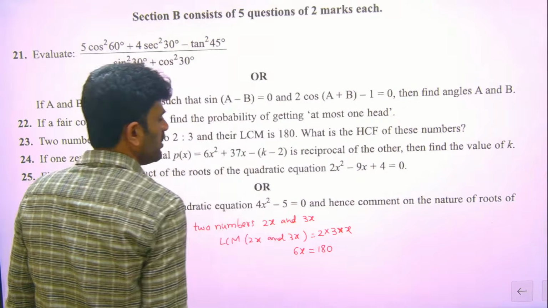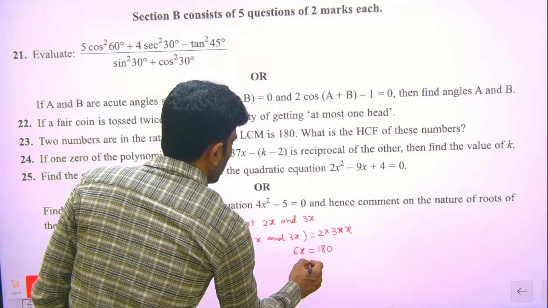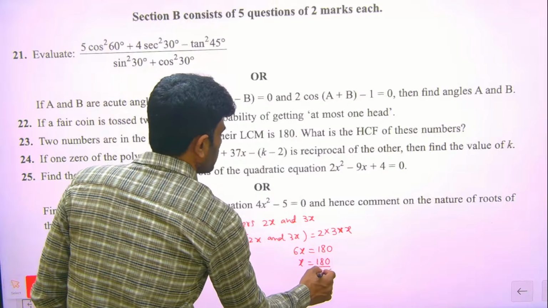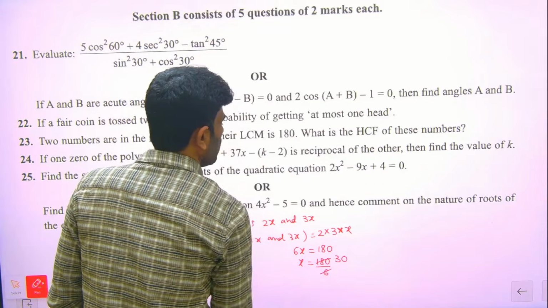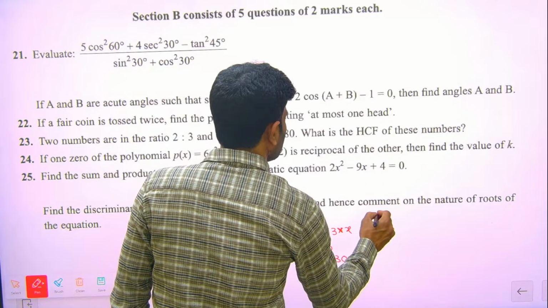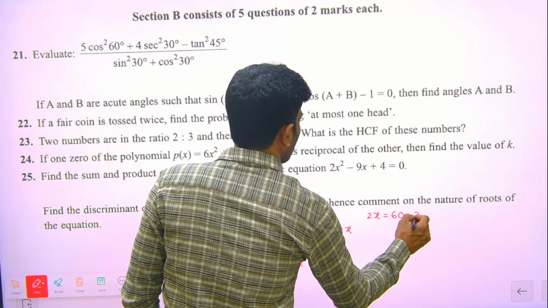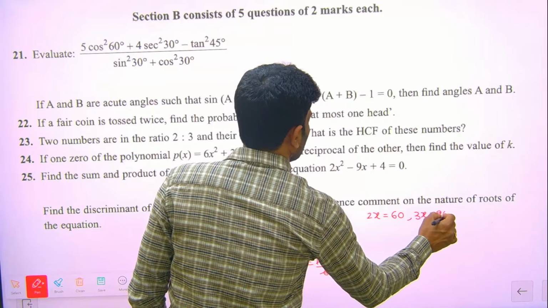What they have given, 180 is given. We'll find out x. x is equal to 180 by 6. What is x now? 30. Now two numbers are 2x, which is 60, and 3x, which is 90.